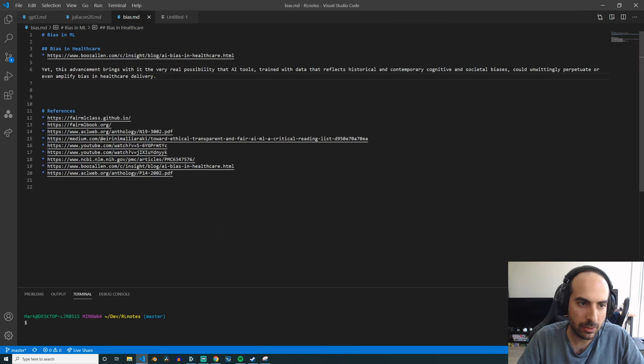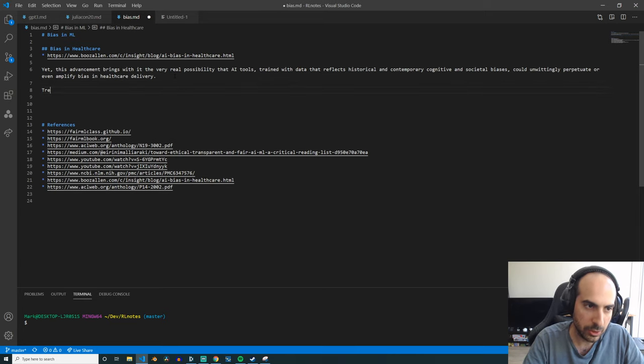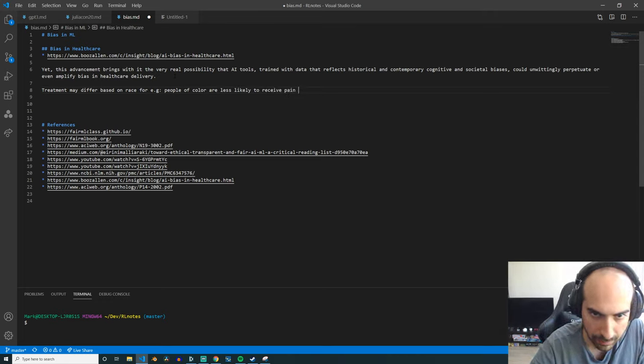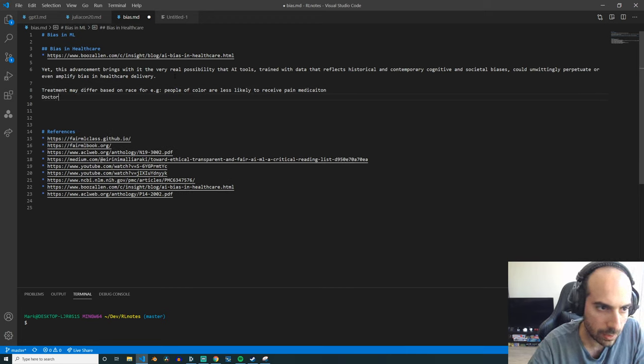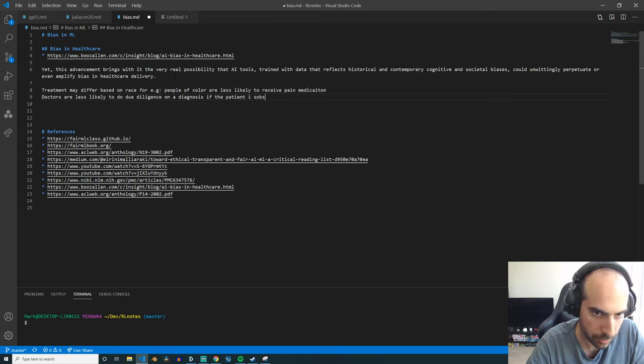So there are sort of two ideas here. One is treatment, and these are sort of explicit. I think the interesting ones are that treatment may differ based on race. For example, people of color are less likely to receive pain medication. Doctors are less likely to do due diligence on a diagnosis if the patient is obese.